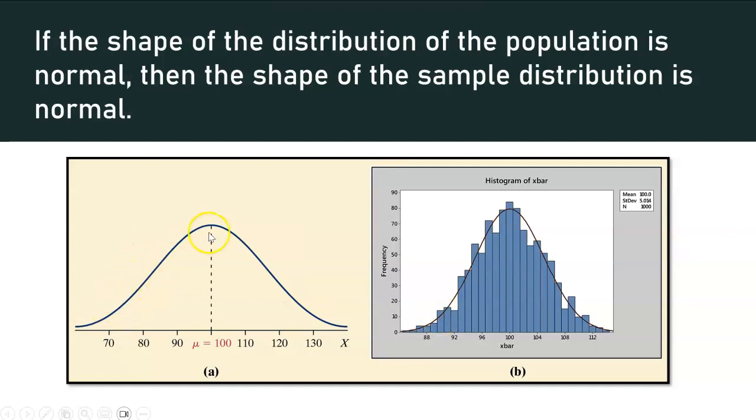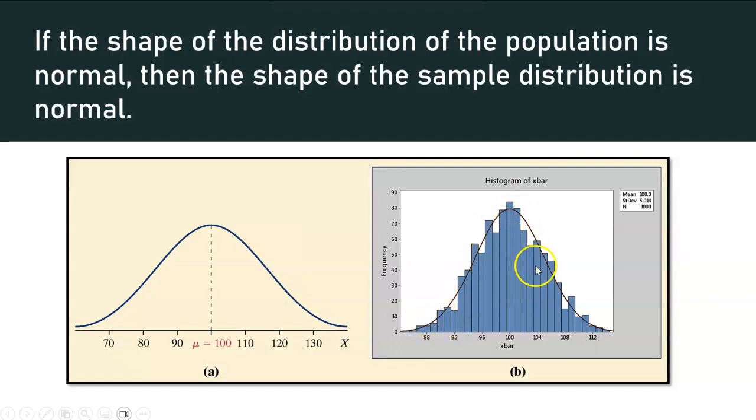Now this graph to the left is the graph of the population. They said it was normal with the mean of 100. So your mean of 100 is in the middle. Now, notice that this is the graph of the sampling distribution. It still has a mean of 100, all right? And its standard deviation is 5 right here. And this is saying n is 1,000. That means it repeated that process 1,000 times, okay?